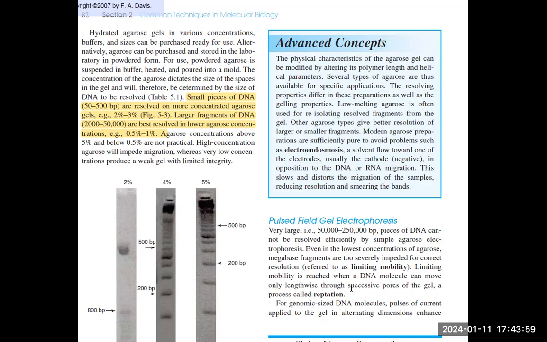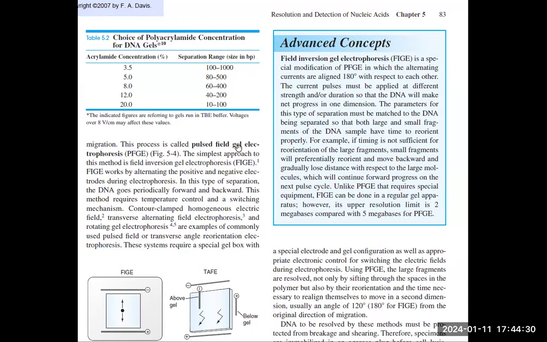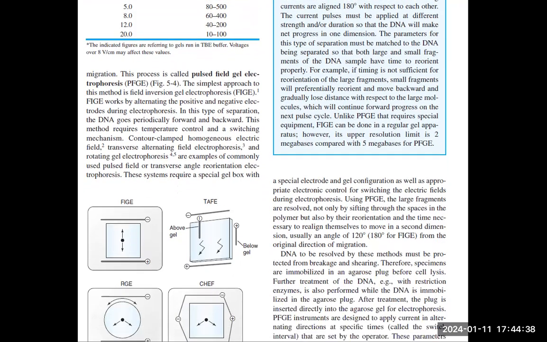For those genomic-sized DNA molecules, those mega-base fragments, those chromosome-sized DNA fragments, for them to move we need to apply pulses of current in alternating directions to enhance reorientation so that they can move lengthwise and crosswise and pass through the sieve of our gels. This process is known as pulse field gel electrophoresis, and it has four examples: FIGE, TAFE, RAGE, and CHEF.